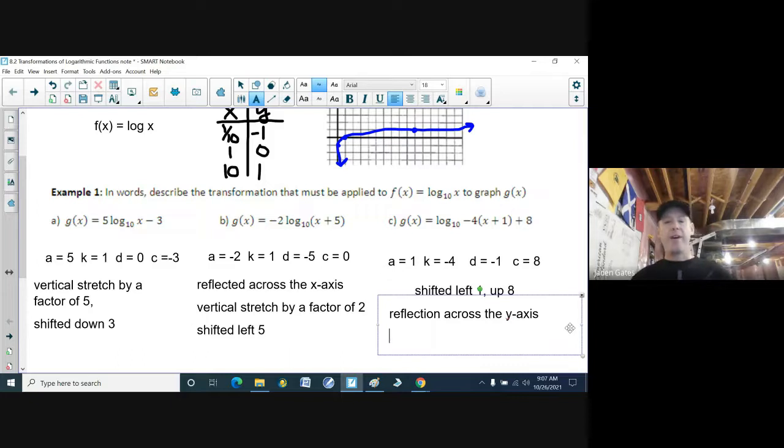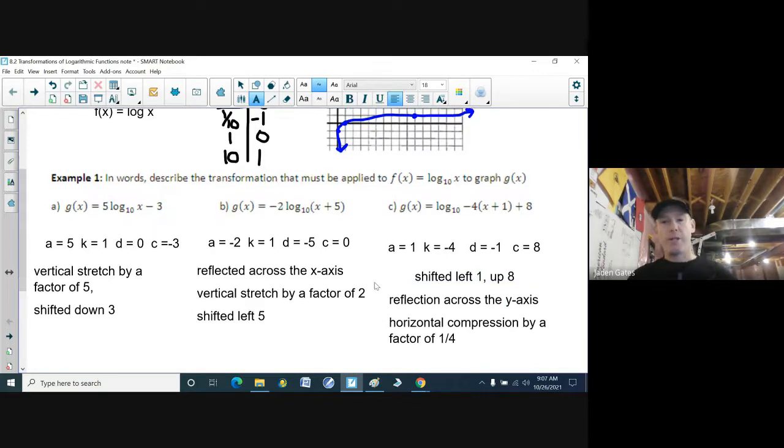Now, the k value is 4, and the k and the d inside the function will always act a little bit different. What that means is we have a horizontal compression by a factor of 1 over the magnitude of k, which in this case would be 1 over 4. You've got to watch out for that one. That's a little bit different.